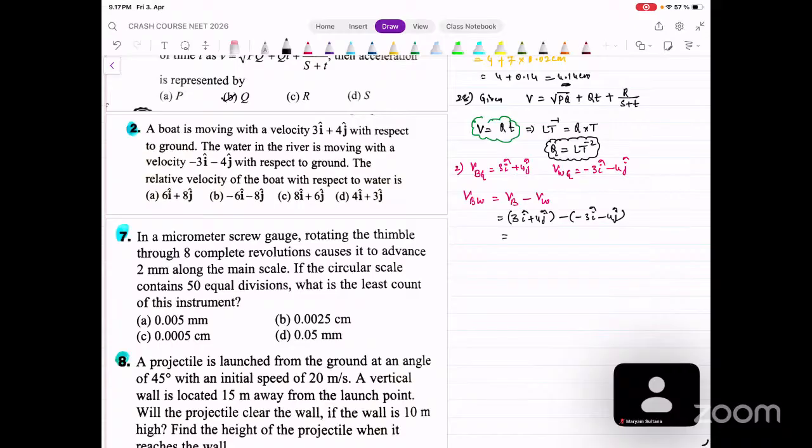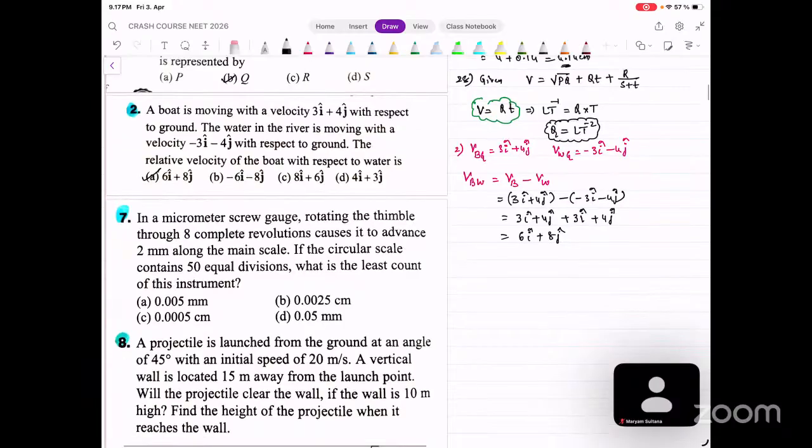So how much will it be, beta? 3i cap plus 4j cap, minus of minus becomes plus 3i cap, plus 4j cap. The i caps add: 3i cap plus 3i cap will be 6i cap, plus 4j cap plus 4j cap will be 8j cap. So the answer must be equal to 6i cap plus 8j cap. A will be the answer for that one. Clear?